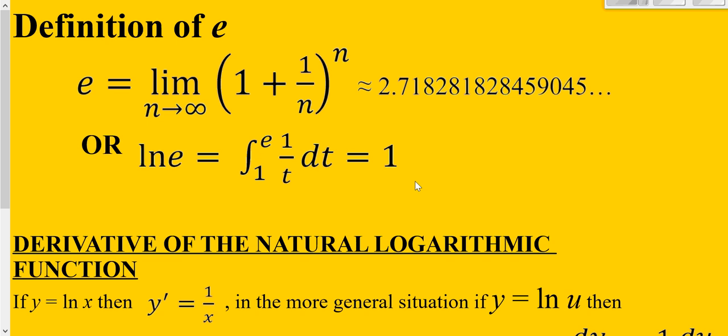There's two different ways you can go ahead and look at e. We've looked at this top one before, an approximation of e. Remember, e is an irrational number, so it really goes on forever. It cannot be exactly represented as a decimal.